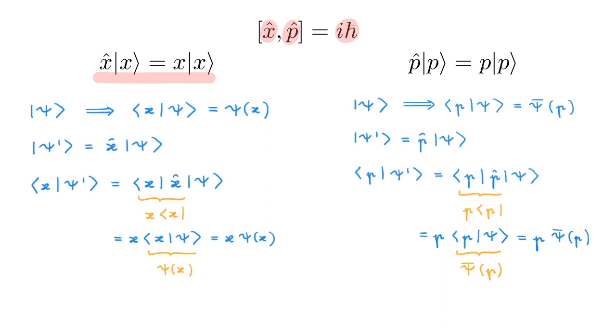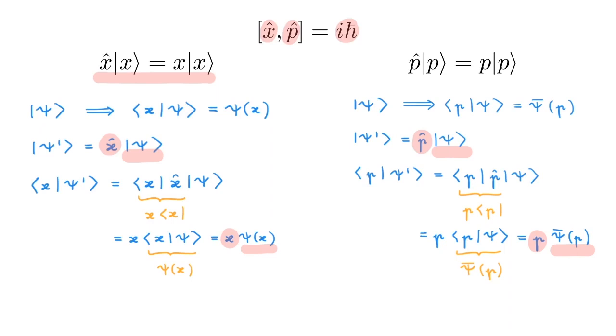So what have we learned? We see that acting with the position operator x hat on a ket psi is equivalent to multiplying by x a wave function psi of x if we work in the position representation. Likewise, acting with the momentum operator p hat on a ket psi is equivalent to multiplying by p the momentum space wave function psi bar of p if we work in the momentum representation. So perhaps unsurprisingly, the action of the position operator, when written in its own basis, is rather simple, and the action of the momentum operator, when written in its own basis, is also rather simple.